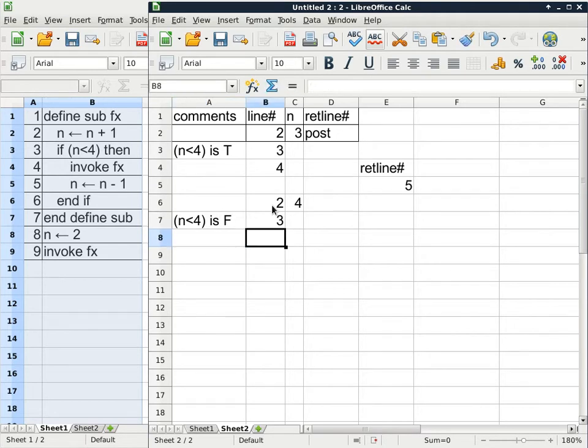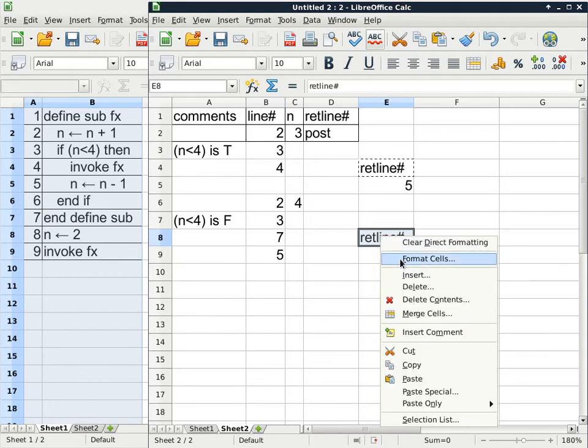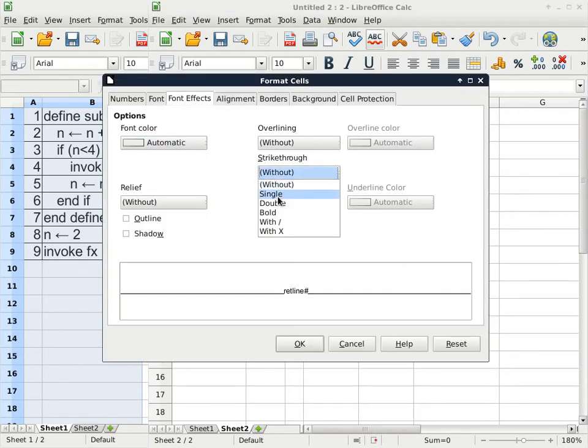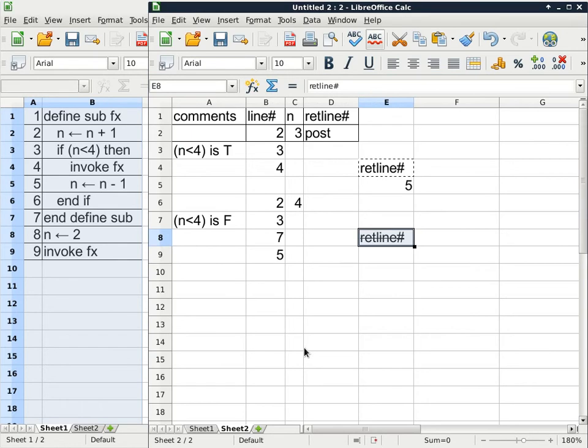Okay. Where do we go next, since the condition is false? We go to line 7. Line 7 is the end of the subroutine, which means we go to the rightmost return line number, and we say, oh, it's telling me to continue execution on line 5. We have to make a note of that first, and then we can deallocate that particular column. And that's all that I'm expecting for the answer of this question.